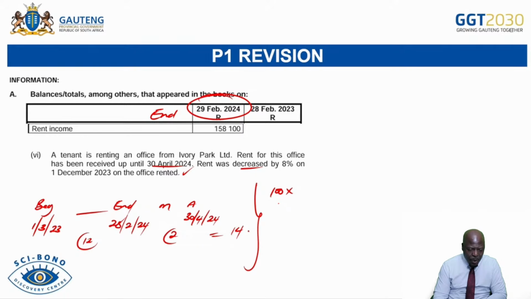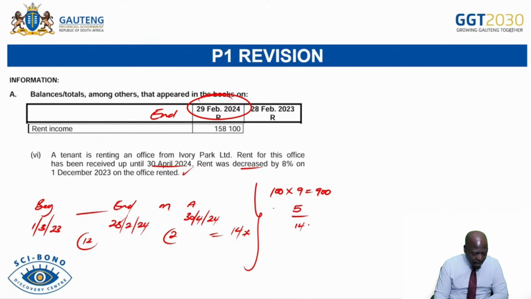We're going to count now. We're going to count from the beginning, which is going to be from March. So it's going to be March, April, May, June, July, August, September, October, November. Because rent was decreased on the 1st of December. So that gives us 9 months over here. Times 9, that gives you 900. And then we understand that we've received for 14 months here. So I can simply say 14 minus 9. That is where I get my 5 here.